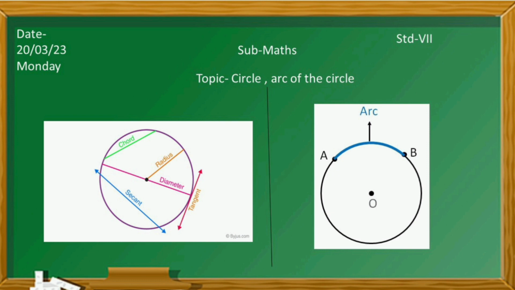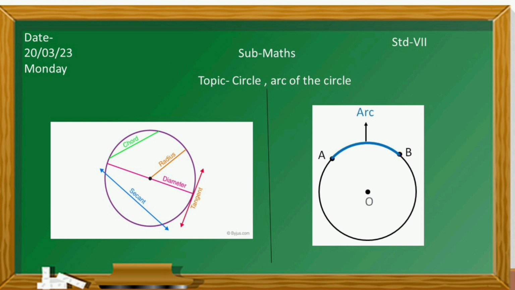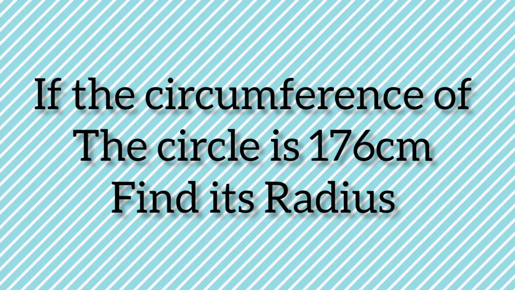So, student, please define what is a circle first. A circle is a figure whose boundary has points at equal distance from a fixed point. State the formula of the circumference of a circle. C is equal to 2 pi r, and there is one more, C is equal to pi d. Mostly all of you know the formula, right? So now we will solve one example. If the circumference of a circle is 176 centimeter, find its radius.